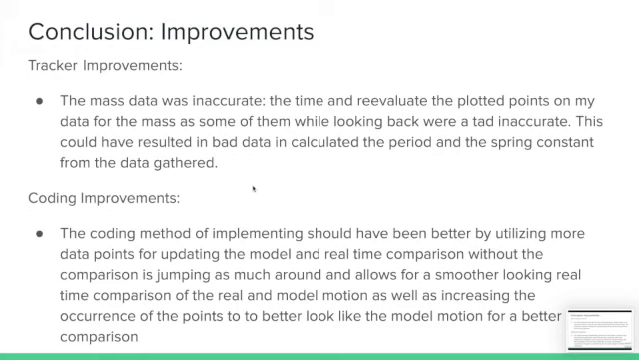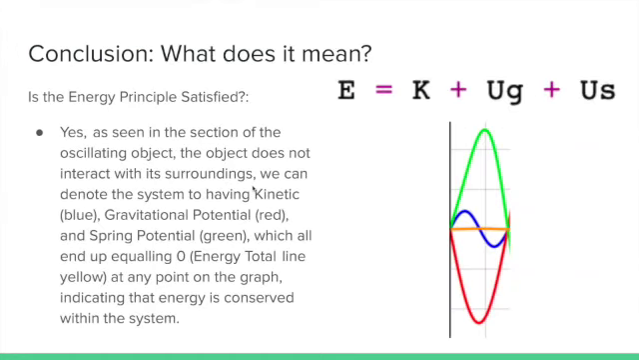In conclusion, for some of the improvements I can make on the data, in terms of Tracker, I could have better calculated the masses and been more accurate with the data. And for coding, I could have implemented something that could have utilized a better updating position in order for it to be a lot smoother with the real-time versus predicted motion of the oscillating spring. And I could also use the period in the y to make it look more accurate in the y direction rather than the x.